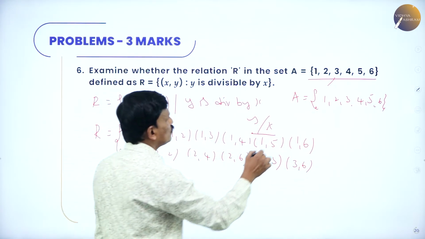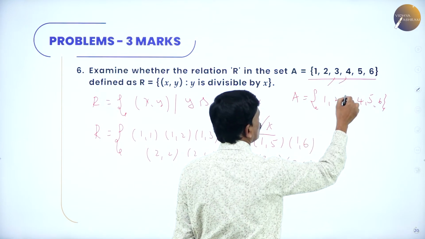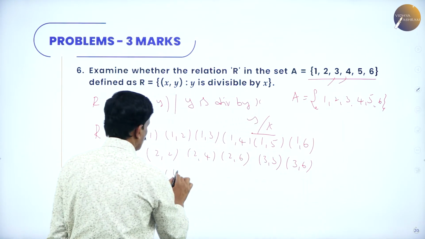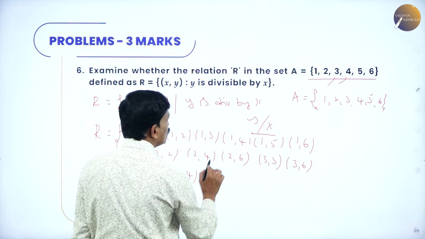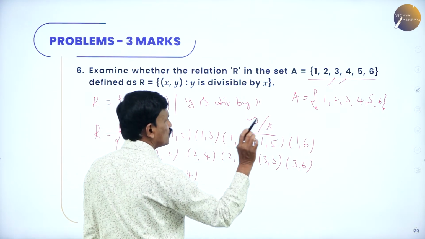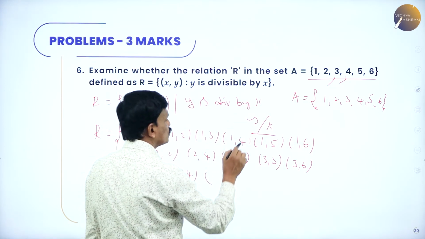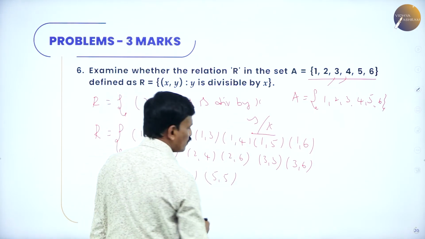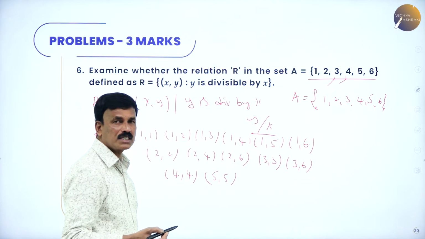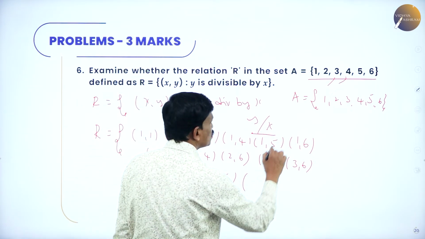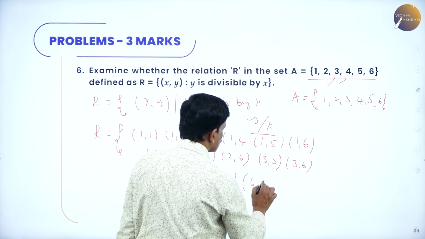Now again similarly from 4. 4 comma 1, 4 comma 2 not possible. 4 comma 4. You can divide 4 by 4. 4 comma 5 not possible. 4 and 6 is also not possible. Again from 5. 5, 1, 2, 3, 4. Nothing is possible except 5 comma 5. You can't divide 6 by 5. Now again 6. You can't divide all the elements except 6 comma 6.